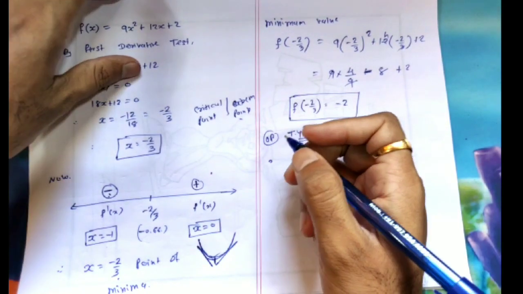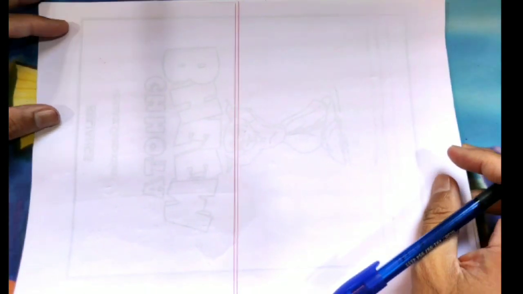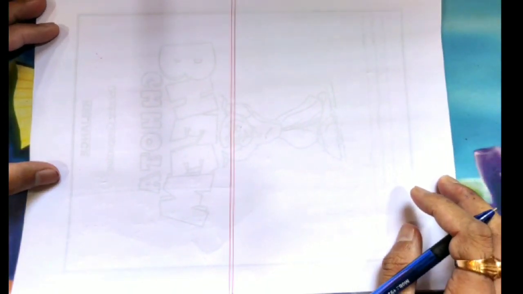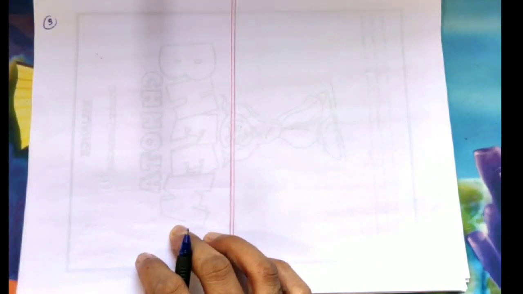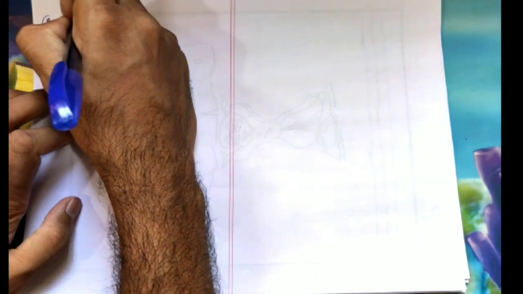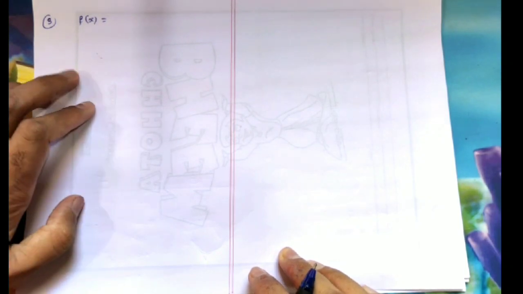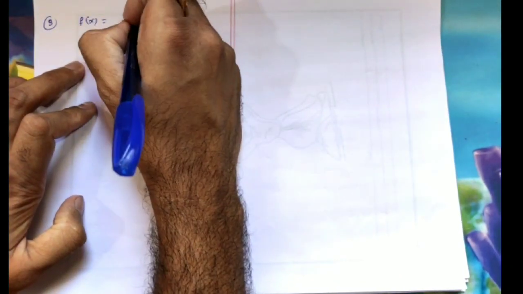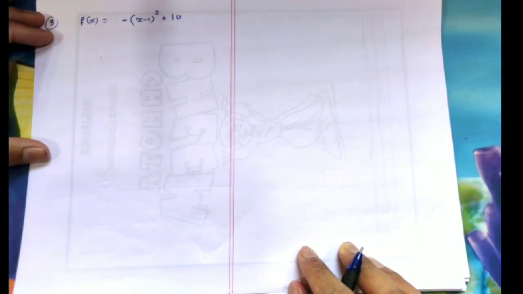So question number 3, third sum. Here we are not mentioning whether to use the first order derivative test or the second derivative test, so you can use either of the tests. But for practice purposes, we are using only the first derivative test. So now question number 3. We are given a function f of x. The question is to find the maximum value or minimum value of the given function. So your function f of x is minus (x minus 1) whole square plus 10. This is the function. So now by first derivative test.